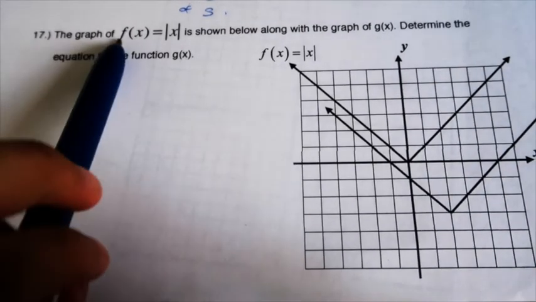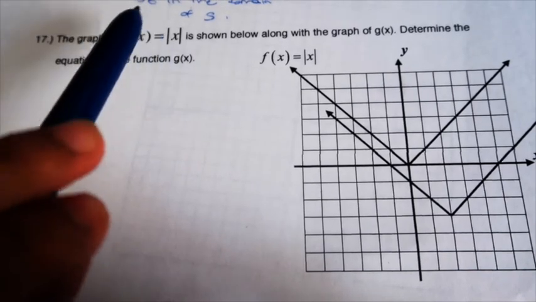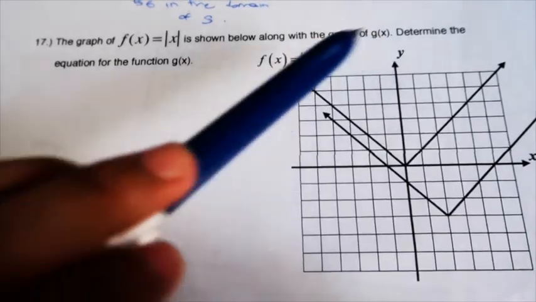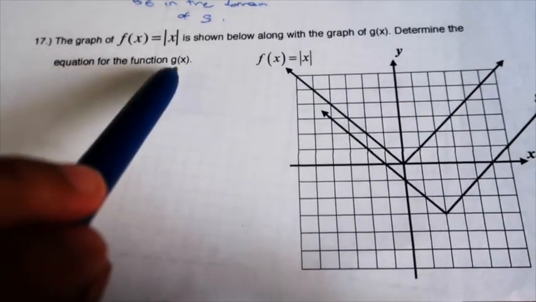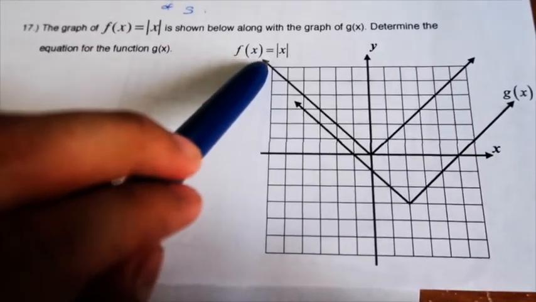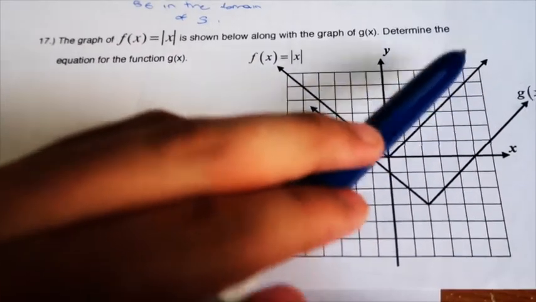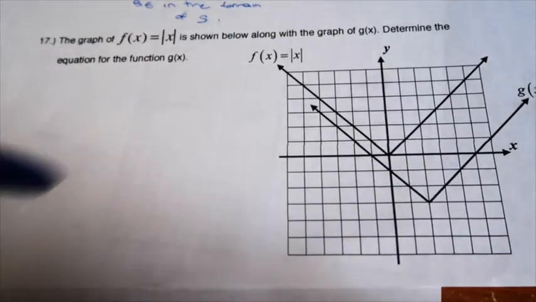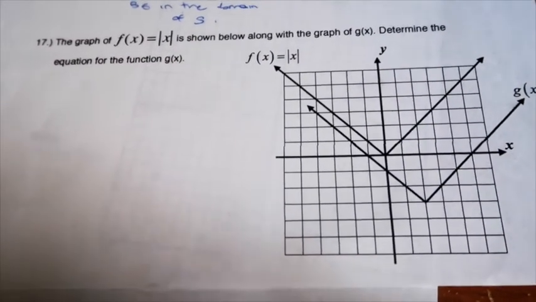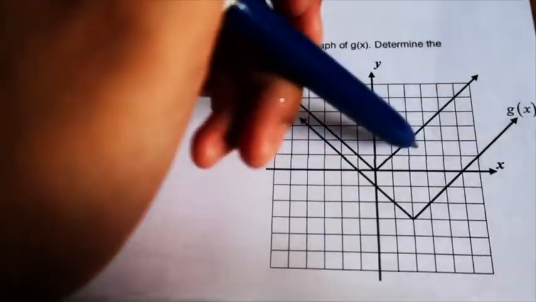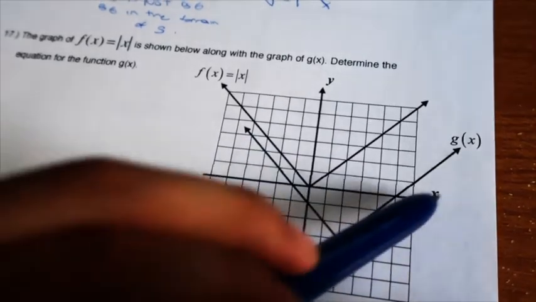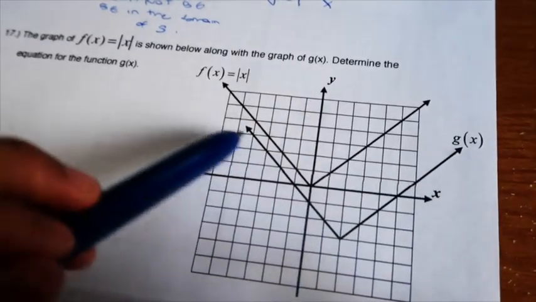It says here, the graph of f(x) = absolute value of x is shown below along with the graph of g(x). Determine the equation for the function g(x). So if we look at the graph, this right here is f(x) = absolute value of x. Now, this graph right here is g(x). That's what we want to find the equation of.